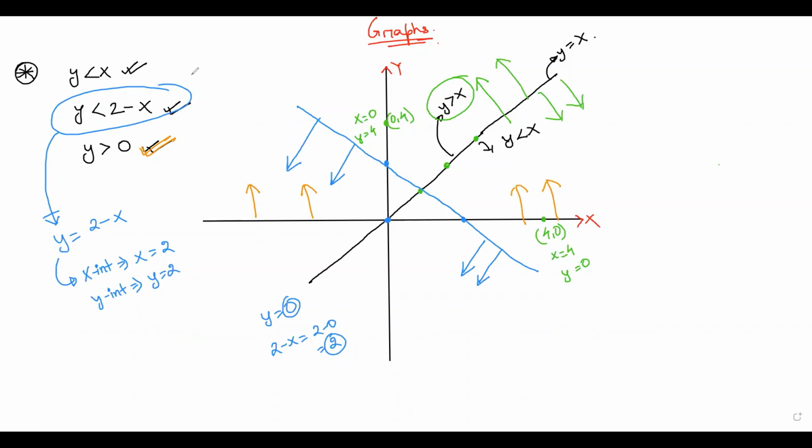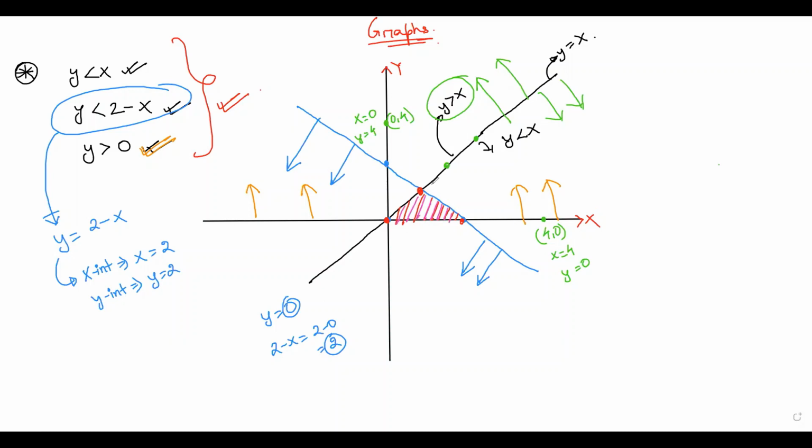Now, the region that would be satisfying these three inequalities would be the triangle formed by these 3 points. That is, this would be that region which would be satisfying all the 3 inequalities. In the competitive exam, the question can be to find the area of this region.